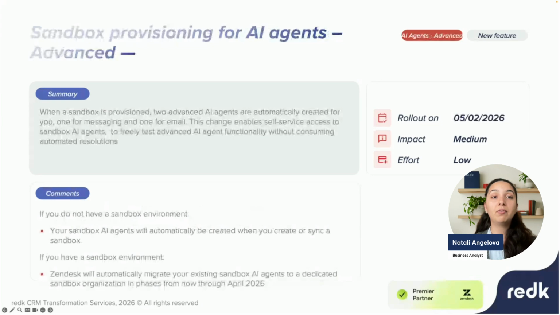Sandbox provisioning for AI agents advanced. When a sandbox is provisioned, two advanced AI agents are automatically created for you, one for messaging and one for email. You must either connect the AI agent to messaging or connect the AI agent to email in the sandbox. If needed, you can clone additional advanced AI agents from your production environment into your sandbox or create a new AI agent in your sandbox environment.